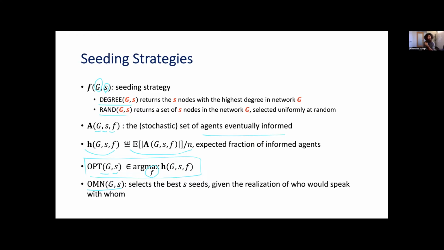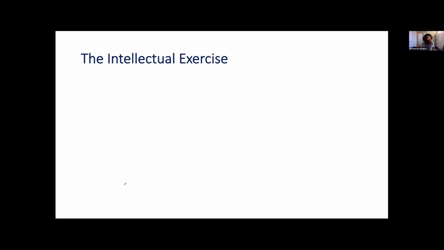Is this intellectual exercise clear? I've used this idea of omniscience in three of my papers so far. I quite like it. This is really cool. When you cannot solve for the optimum, you can just make it easier for the planner. So this is what I'm going to show you theoretically.